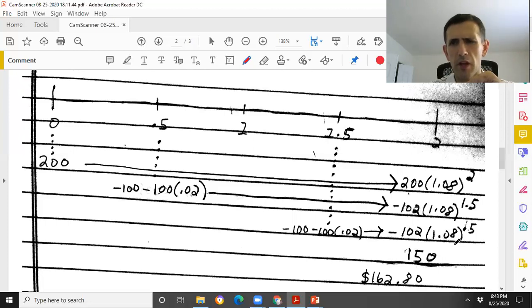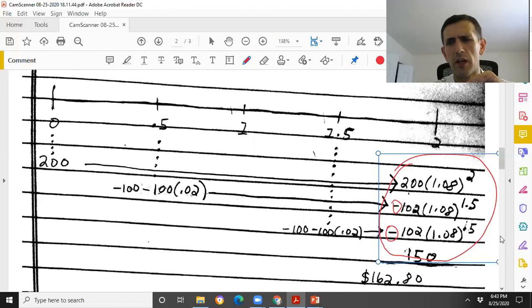Right, so again, you add all this up, being mindful that this is negative and this is negative. So you take this minus this plus the 150, and you get 162.80. And if you so desire, you can check using method A that you get the same answer. Depending on how you round off, you might be off by like a penny or so. That's okay.